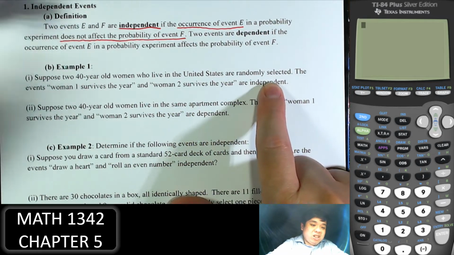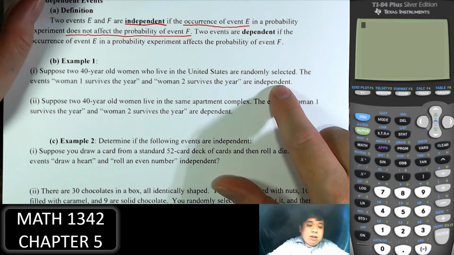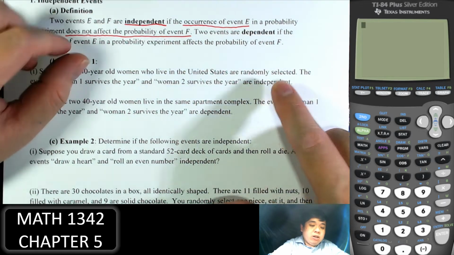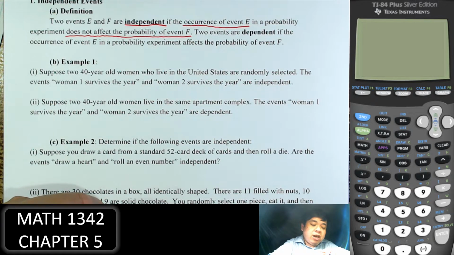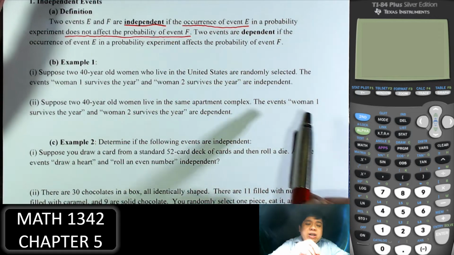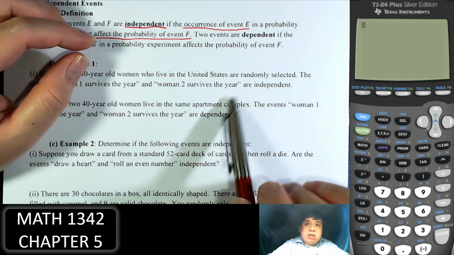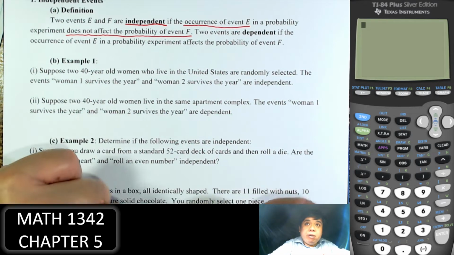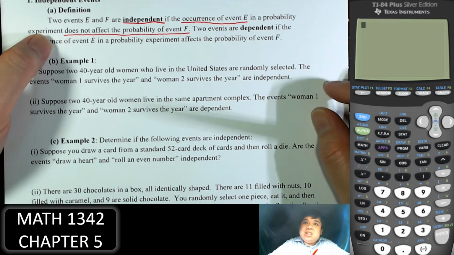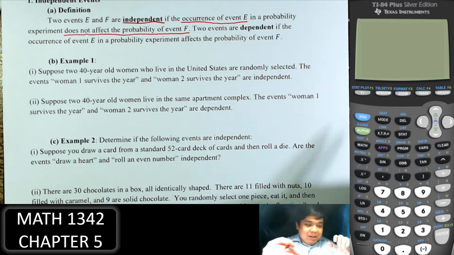Because of that, the two events from the same apartment complex are dependent. The other one, when we select two randomly, are independent. So independent means they're not affecting each other, and dependent means they might affect each other. The reason we say that when we select two of them randomly is because in the United States there will be millions and millions of 40-year-old women. So if we select two of them, the chance for those two to be close together is very slim. So that's why we say they are independent.